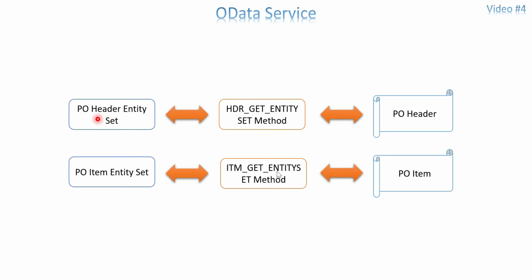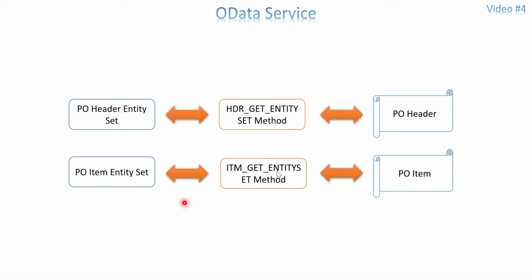Suppose you have header, item, and then you go a little more down. We don't want to create that many entity sets or that many URLs for the UI application. To avoid that, OData service has an option called association and navigation. To follow this, we have a concept called deep entity set, which may come in the following videos.